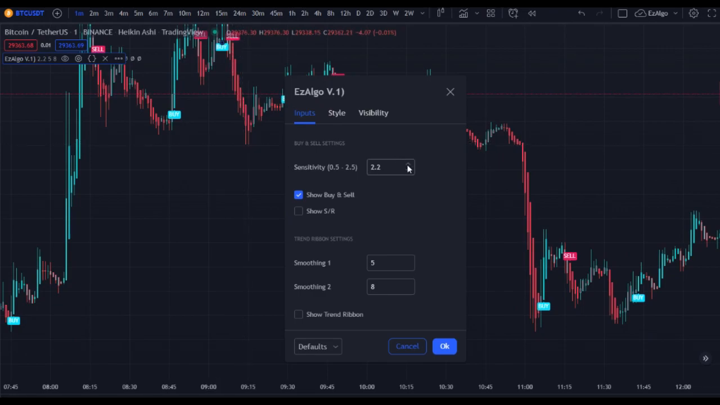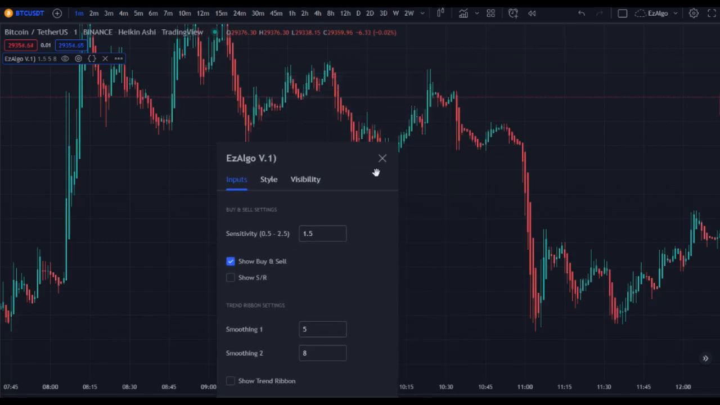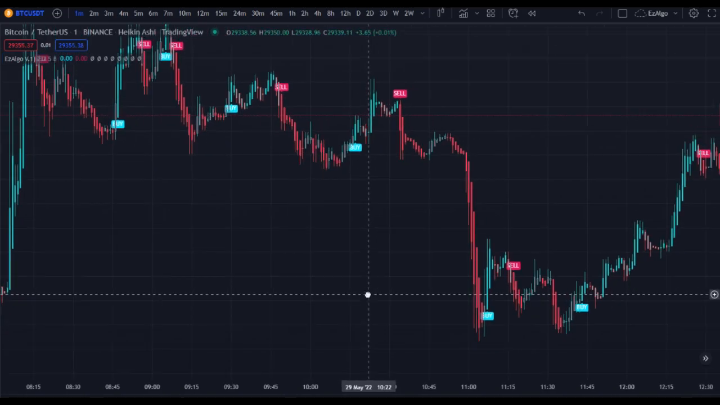Now, the reason for this is because if the sensitivity is a lot lower, there will be more buy and sell signals, but also a lot more noise, right? We don't want all that noise. We want to see what the overall trend of the market is on the 1 minute time frame. And to do so, we're going to use a higher time frame, so less buy and sell signals, but they're going to be a lot more accurate.